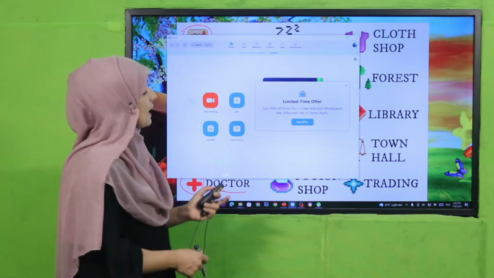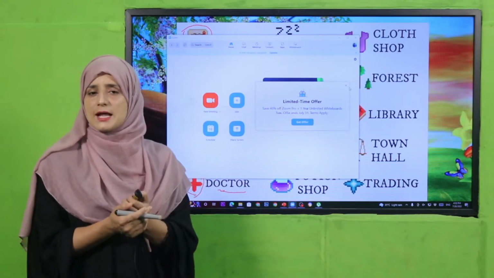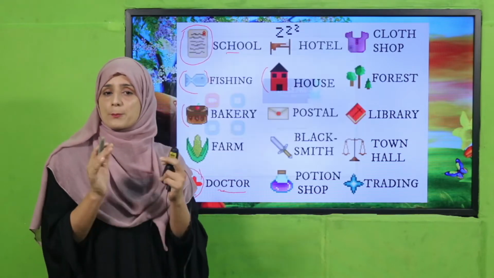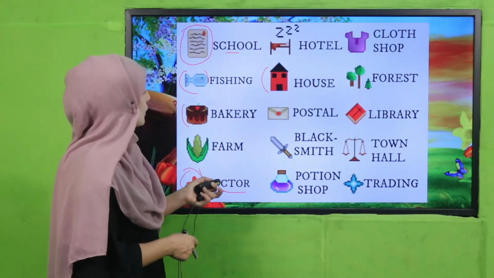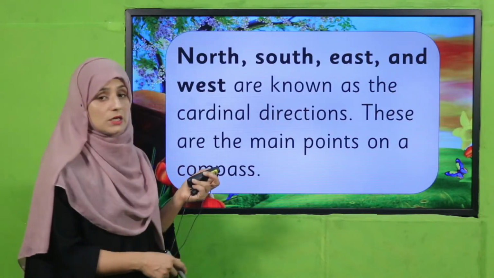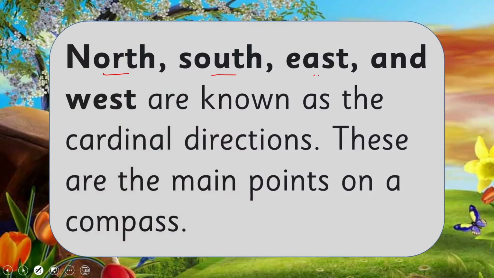Okay, these are all the map keys being shown. And these map keys help us to find a proper place whenever we need. Okay, good. I hope you have got it, my dear students. So see there, what are cardinal directions? Yes, north, south, east and west are known as cardinal directions. As we know that there are 4 directions, 4 main directions, my dear students.